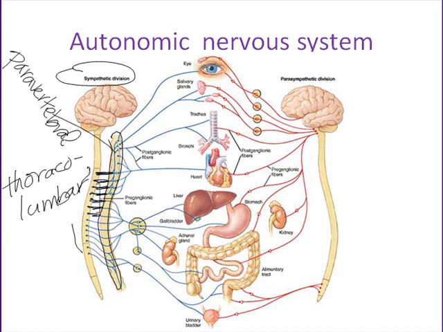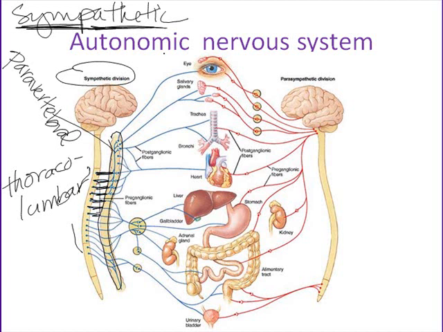Sympathetic means, sym means with, together. Patho means feeling. So literally we get everybody together experiencing or feeling the same thing or responding in the same way with the sympathetic nervous system. The sympathetic nervous system is characterized as a very rapid response and diffuse or highly spread throughout the body.